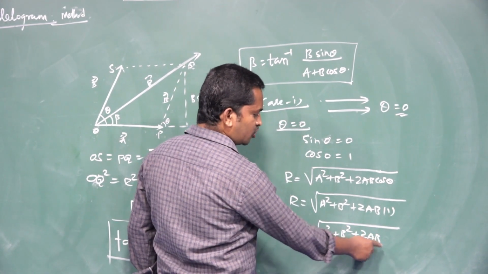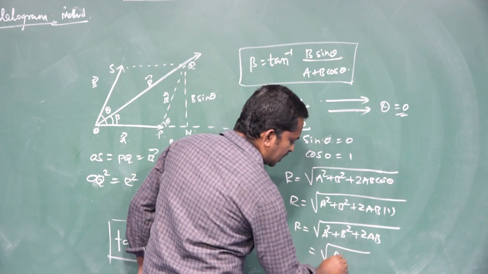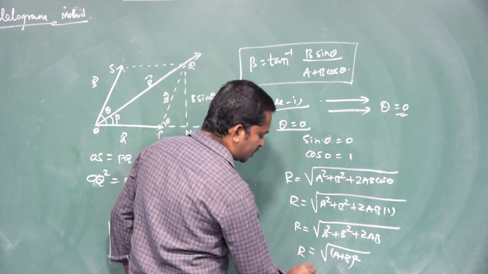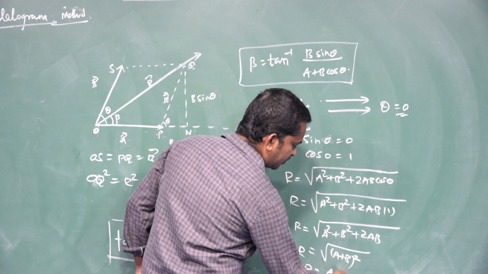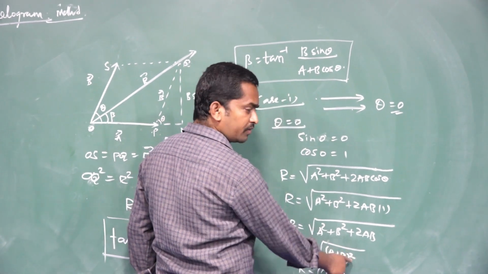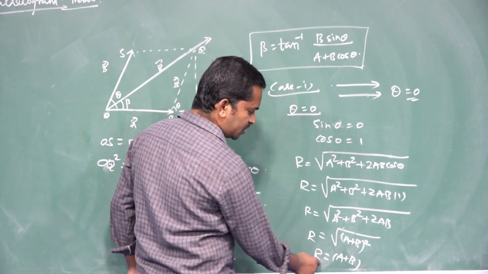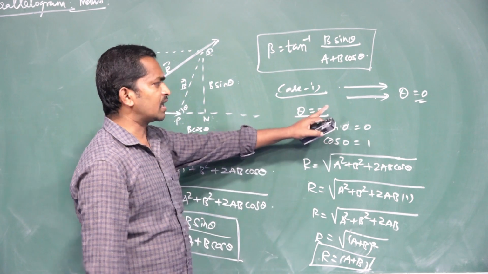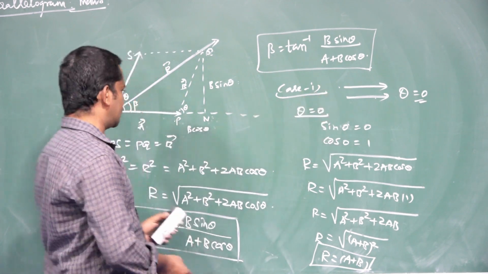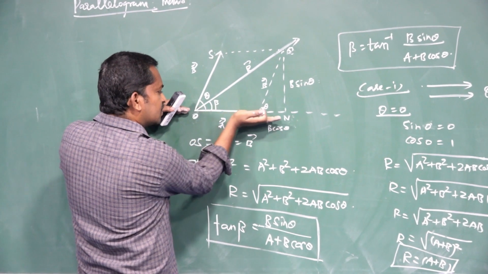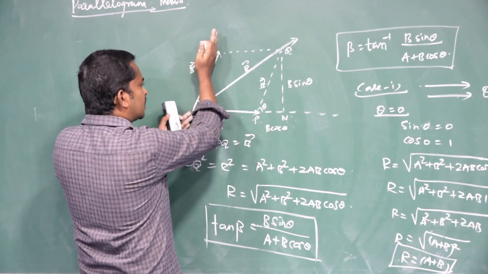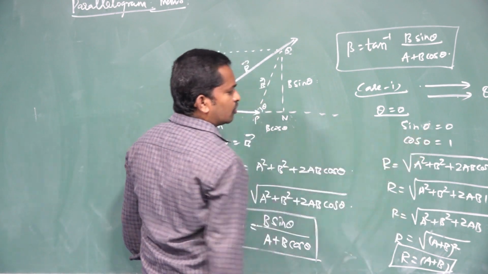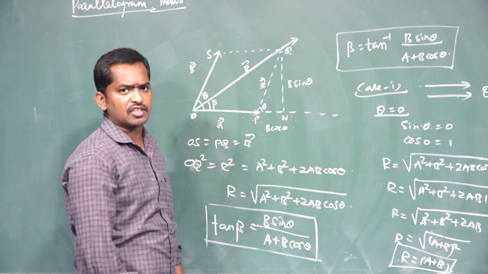A square plus b square plus 2ab, we get a plus b whole square. So R is equal to the square root of a plus b whole square. The square root cancels the square, so finally R is equal to a plus b. The resultant vector must be a plus b. This is the resultant vector when the two vectors are parallel to each other, where OP is the A vector and OS is the B vector. Parallel to each other means theta is equal to 0. So the resultant vector is R is equal to A plus B.